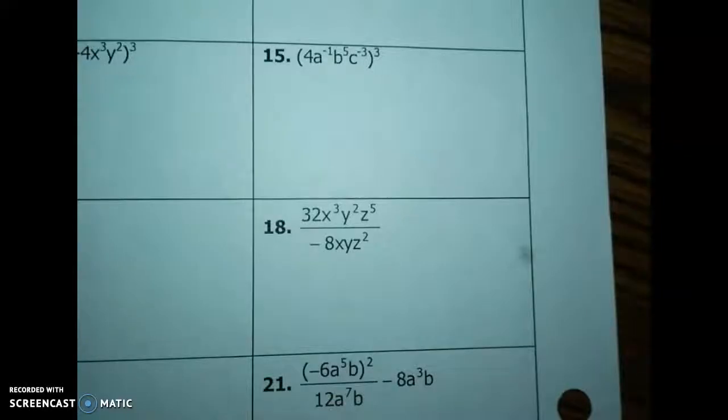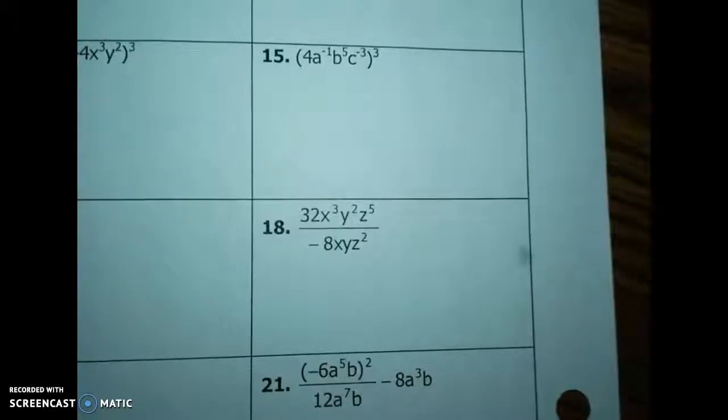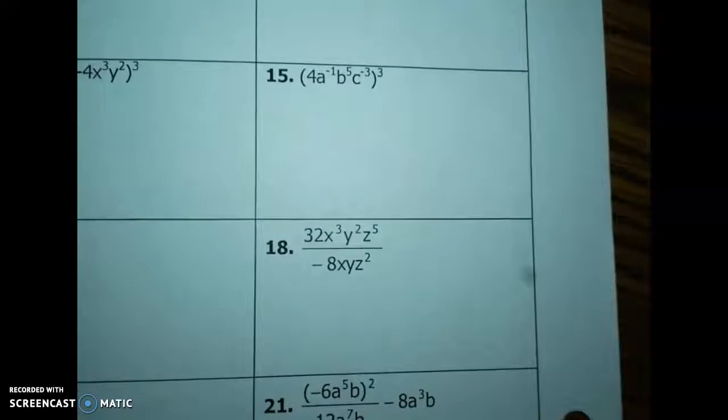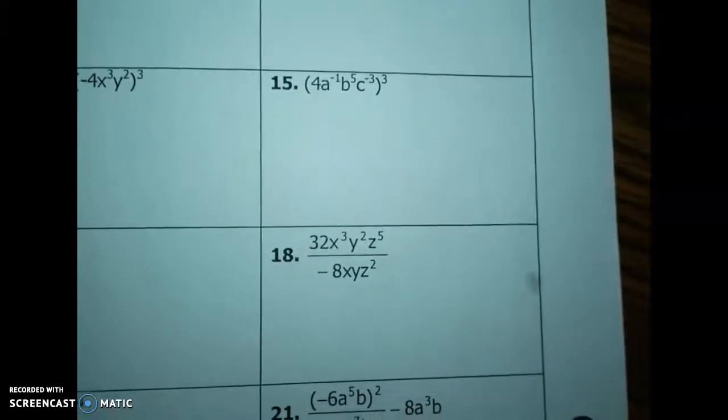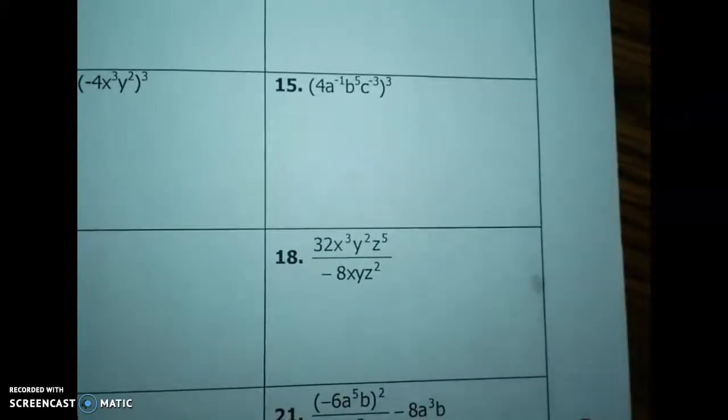Alright, hi guys. I just wanted to give you the opportunity to listen to some of the notes on the exponent rules. I'm going to redo a couple of the problems from the notes today so you can listen to them again and again if you need to.